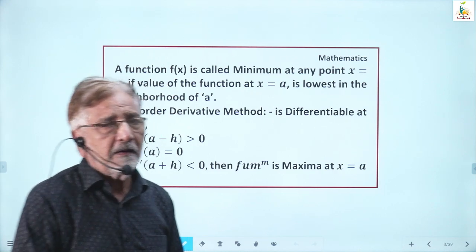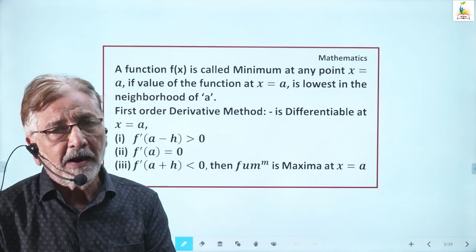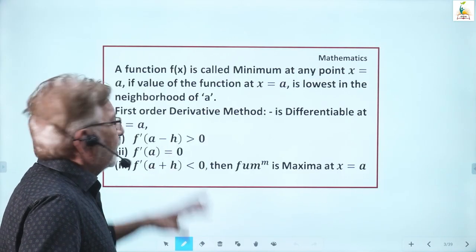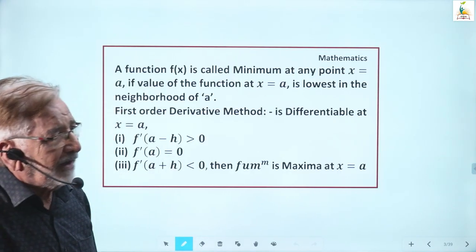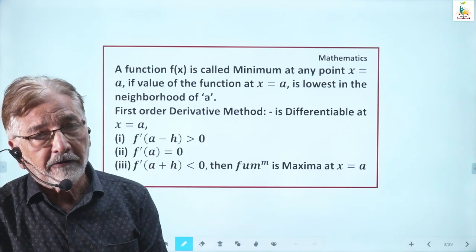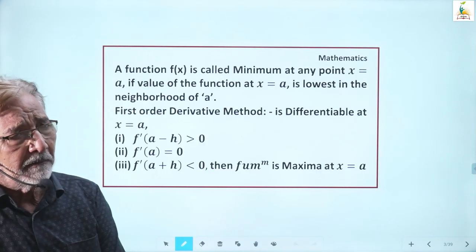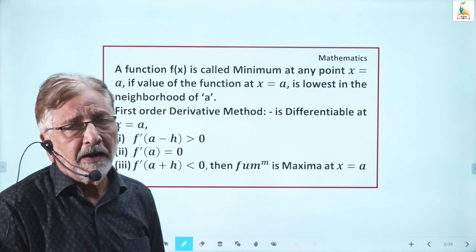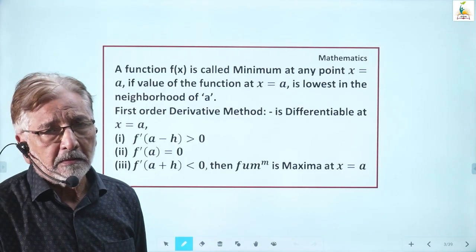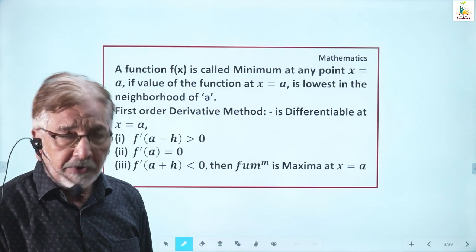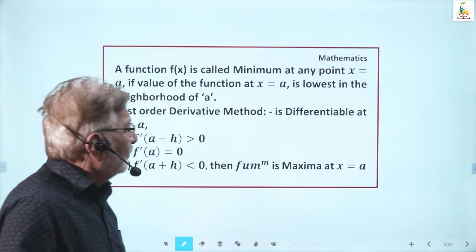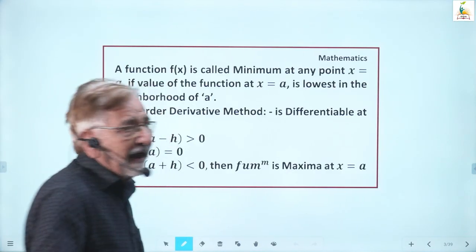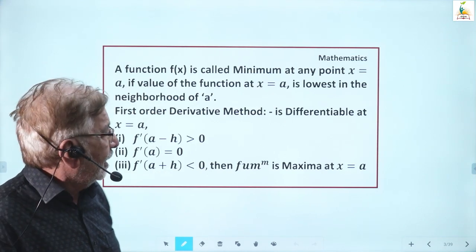Now we can test the maxima and minima in 2 ways. First method is the first order derivative method, and second method is the second order derivative method. Most of the time in competitive examination, the first order derivative method is suitable. So let us study how we can find this. Everything I shall explain to you by a graph.